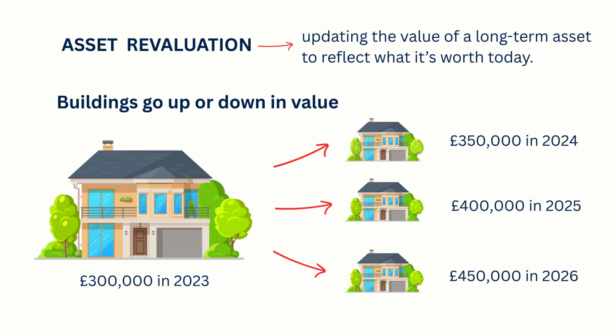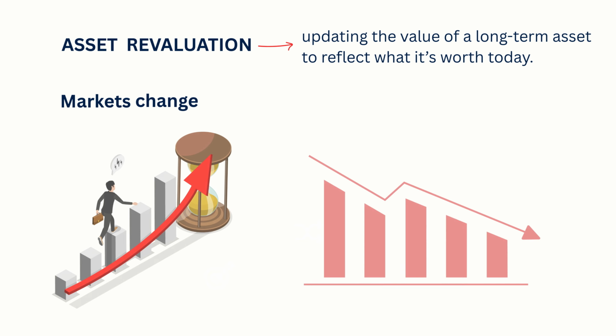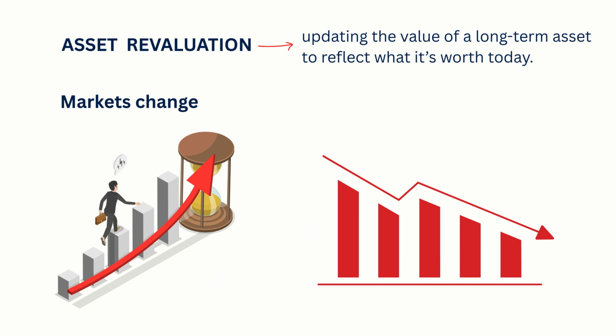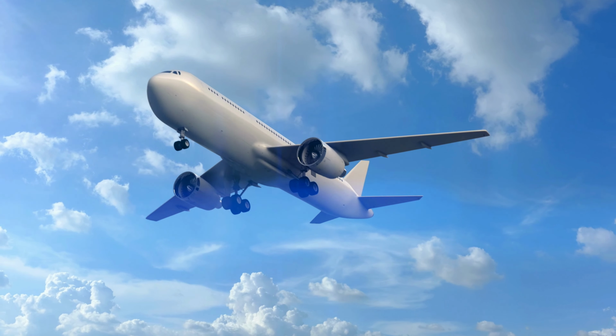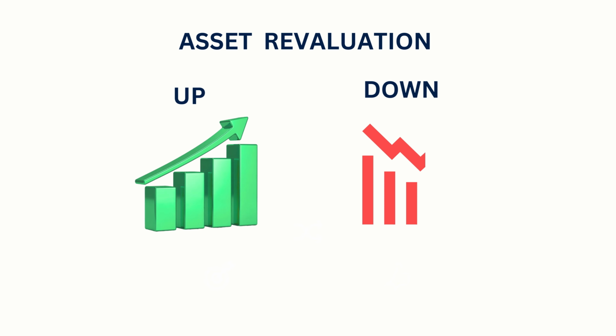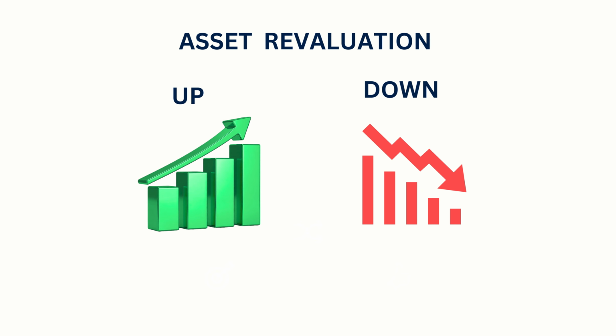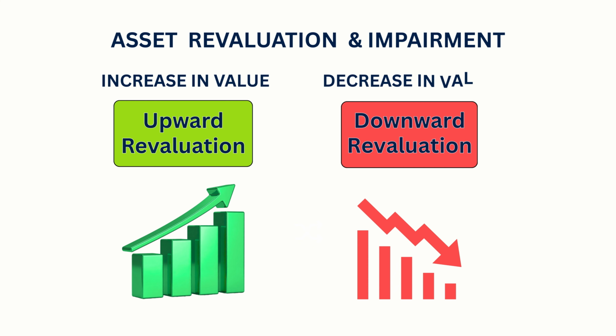Buildings go up or down in value. Equipment becomes outdated. Markets change. Revaluation usually applies to non-current assets which the business uses over a long period. Typical examples include land, buildings, and plant and equipment. Asset values can move in two directions, up or down. An increase in value is called an upward revaluation. A decrease in value is often referred to as a downward revaluation or an impairment.